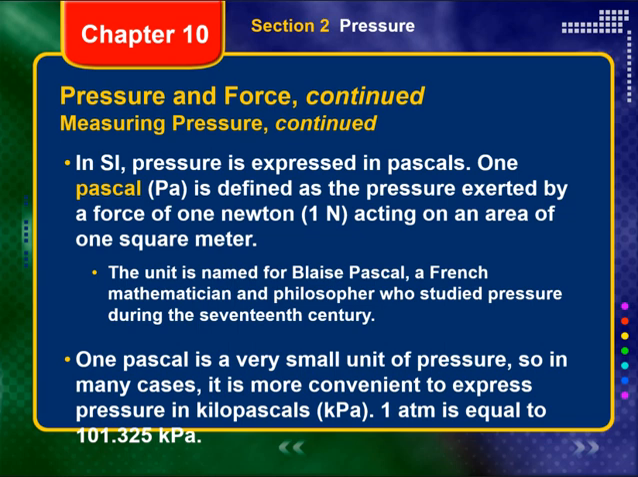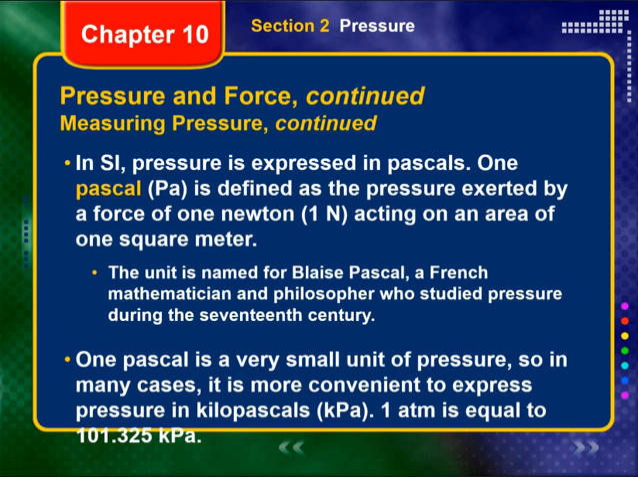But atmospheres and millimeters of mercury, or even torr, is not the only unit for pressure that is used. In the SI system, pressure is actually expressed in pascals. 1 pascal, represented by capital P lowercase a, is defined as the pressure exerted by a force of 1 Newton acting on an area of 1 square meter. This unit is named after a French mathematician and philosopher who studied pressure during the 17th century. But 1 pascal, 1 Newton per 1 square meter, is actually a very small unit of pressure. So in many cases, it's more convenient to express pressure in kilopascals, 1,000 pascals.